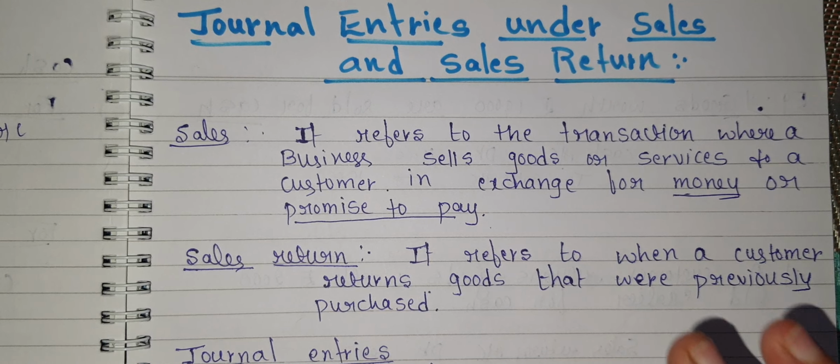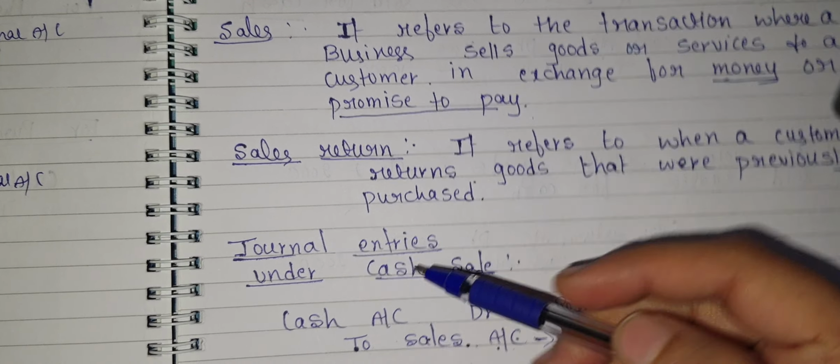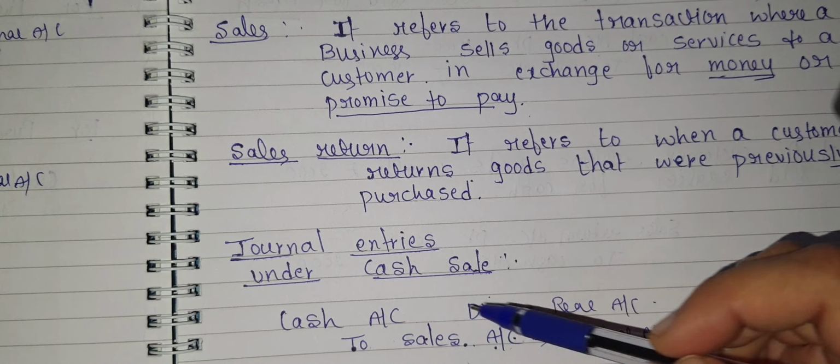Now we will see the journal entries. Journal entries under cash sale, means in exchange for money. First one, under cash sale: cash account debtor to sales account. Here I am following the golden rules of accounting. I have already explained these rules in my previous classes, so please watch that class first, and I will provide the link in the description box. Now, under cash sale, the entry is cash account debtor to sales account.